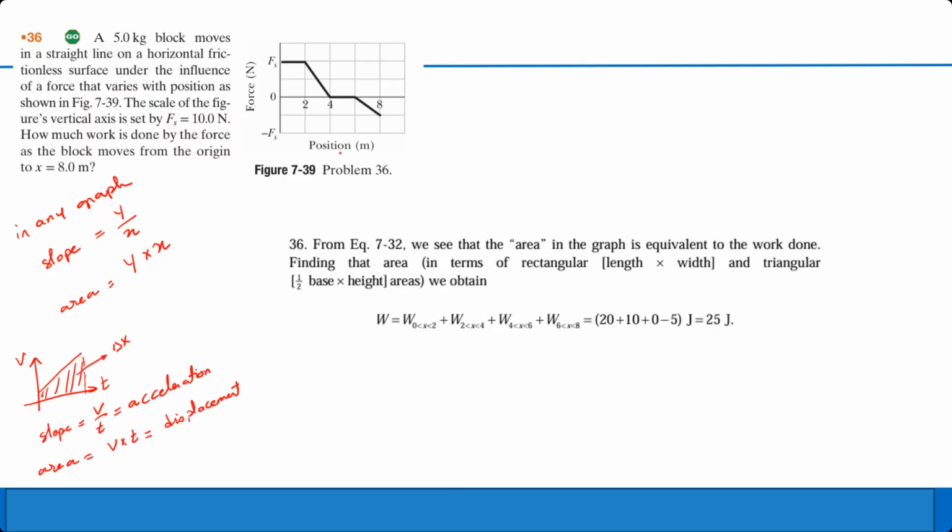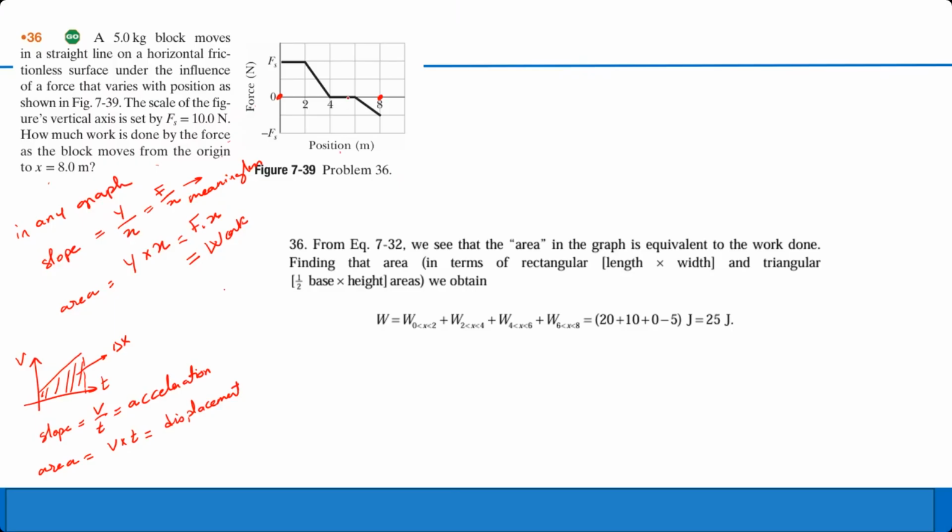Let's look at our graph here. Our graph is force versus position. If you look at the slope, this is going to be f over x. This is meaningless. We don't have anything in physics which is equal to the force over the displacement. But if you look at the area, this is going to be f times x, which is none other but the work done by the force. So if you find the area enclosed by the graph, this is going to be the work done by the force. And that's what the question is about. We want the work done by the force as the block moves from the origin to x equals 8 meters. So all the way from here to x equals 8, basically we want all of the areas enclosed.